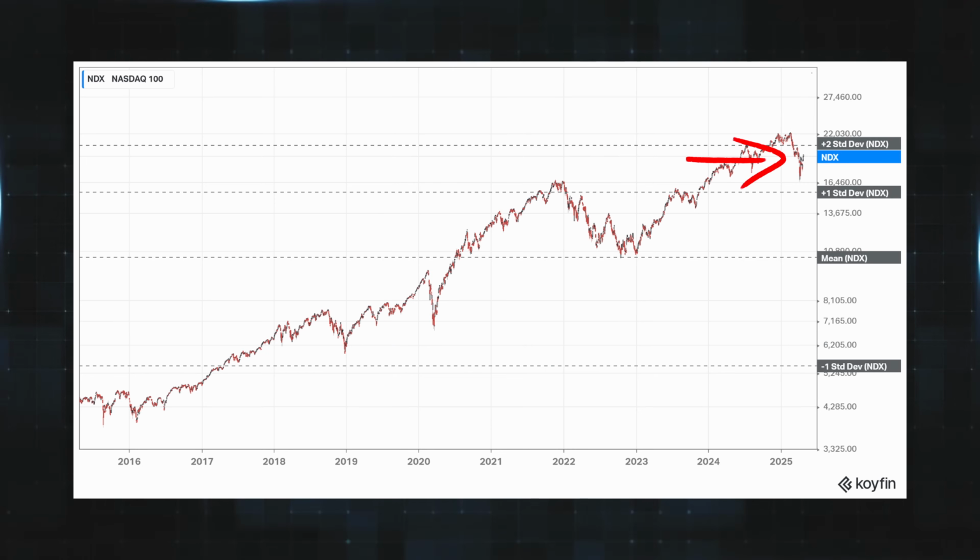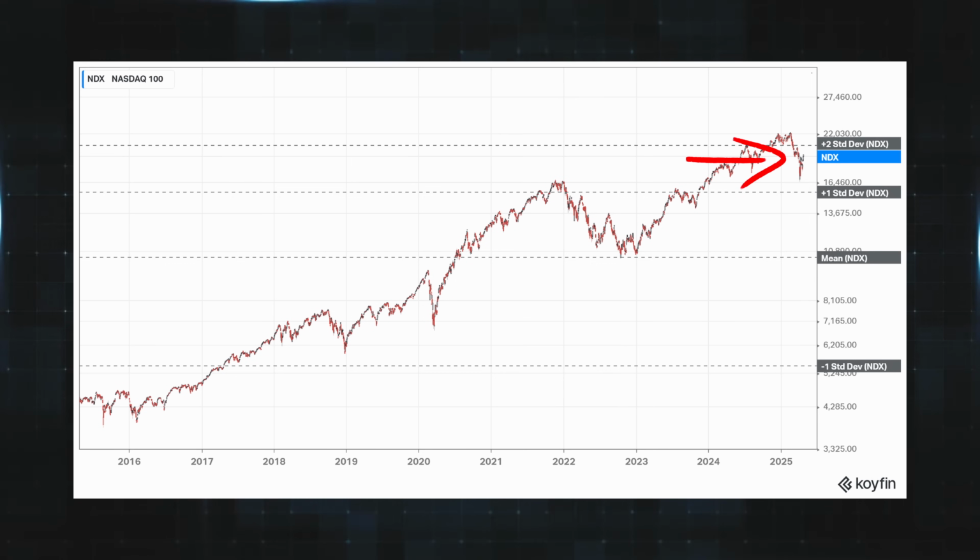Now, we have seen a pullback, and the Nasdaq has actually fallen now below the +2 standard deviations, but just below that. It does still remain elevated compared to historic conditions. Some of the current observations I have, as I say, some of that froth has been removed, but certainly not entirely. Valuations are still relatively high.